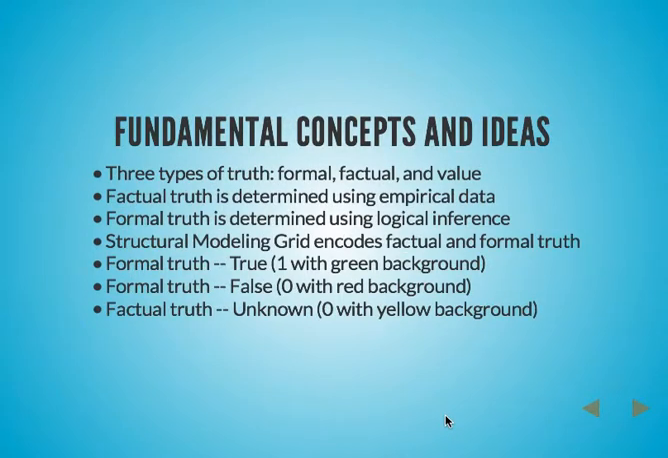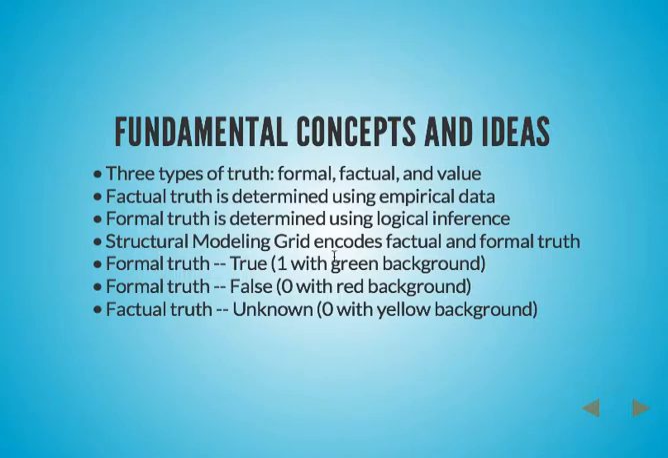The fundamental concepts and ideas that we're using here, basically there's three types of truth. There's formal truth, factual truth, and value truth. And the formal truth is basic logic types of information and rules that are determined from logical proofs. So factual truth is determined using empirical data. Formal truth is determined using logical inference. And of course, factual truth is determined just by going out and observing the state of the world, doing experiments, asking for information. In this particular case, we're asking which city is north of another city.